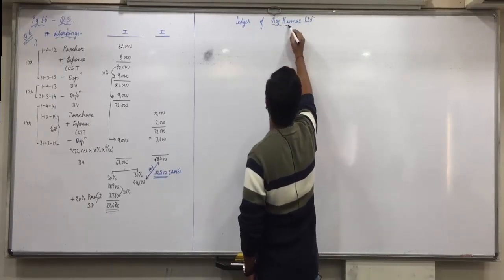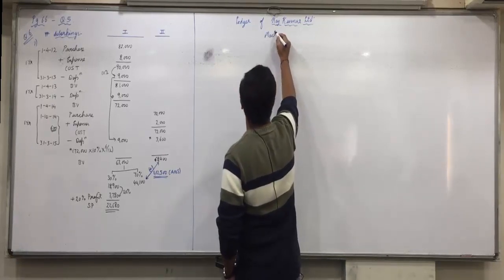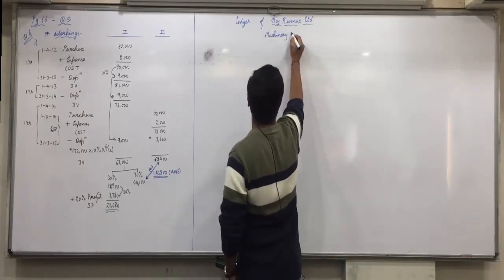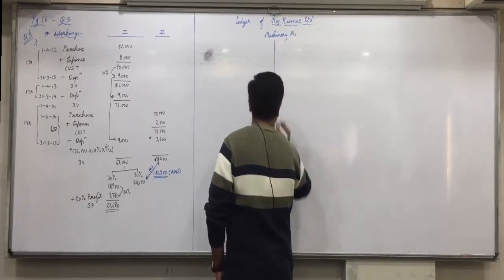So everything in this chapter depends on workings. If your workings are correct, the rest of the things are very simple. You have to be just a little bit careful in making the workings.